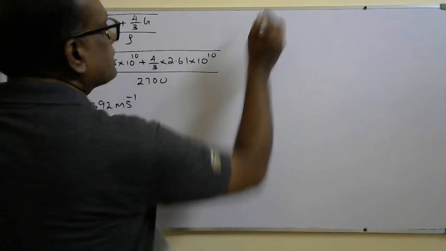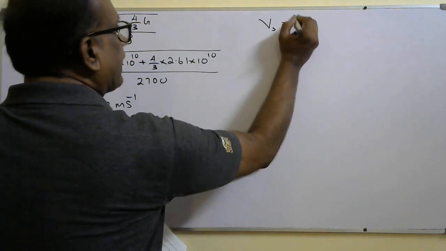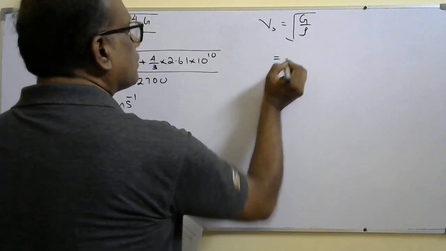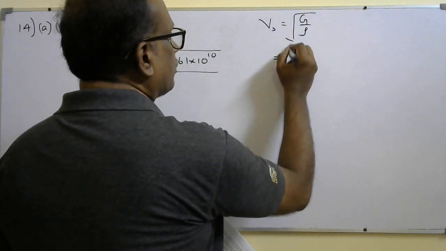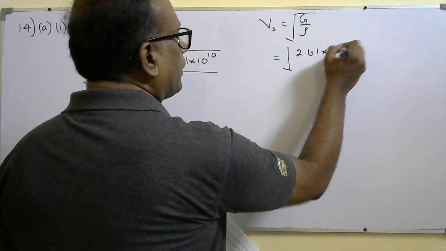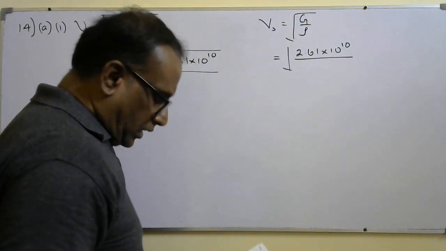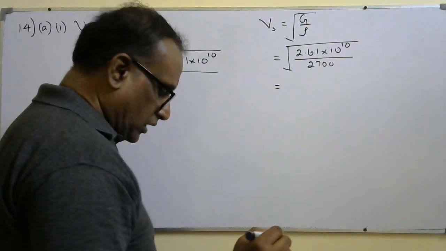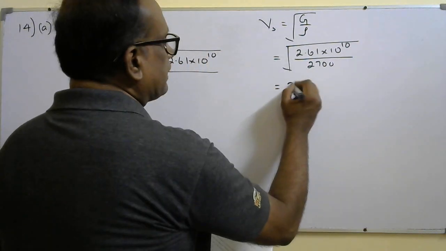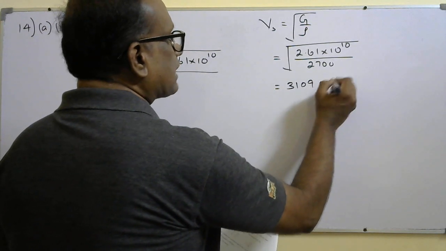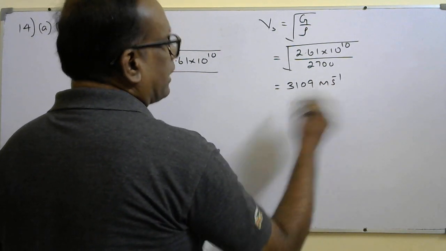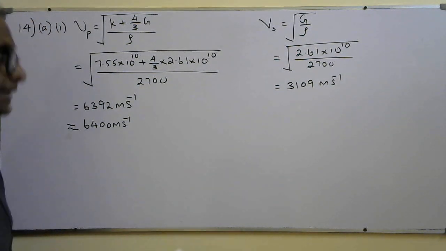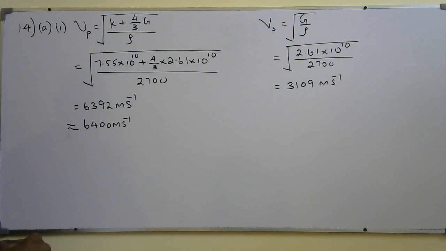Then for Vs is given as square root of G over rho. So those quantities are given, square root of 2.61 times 10 to the power 10 over 2700. So that will be equal to 3109 meter per second. Or if you want to give it in 3SF, 3110, you can leave it as it is. Okay, that's the answer for question number 14, A part, first part.